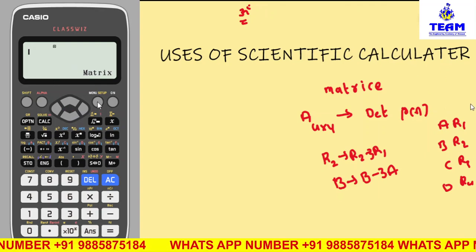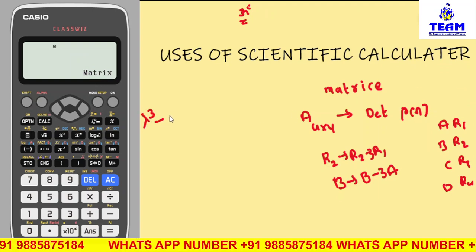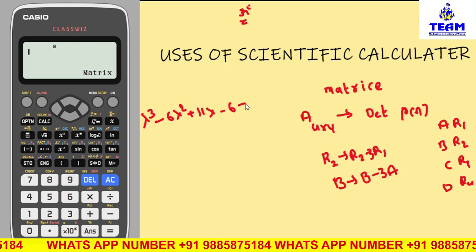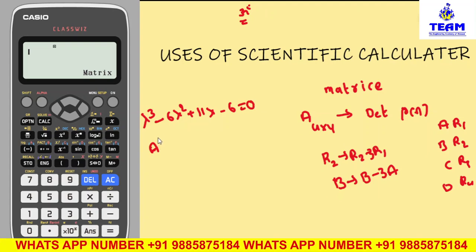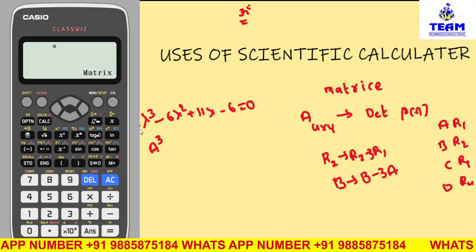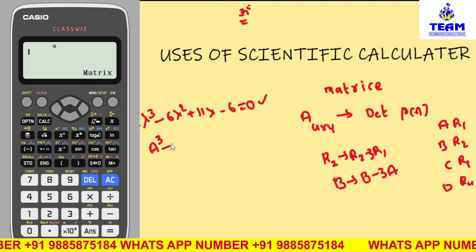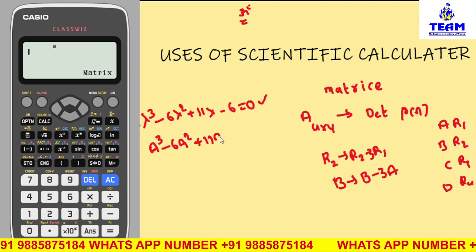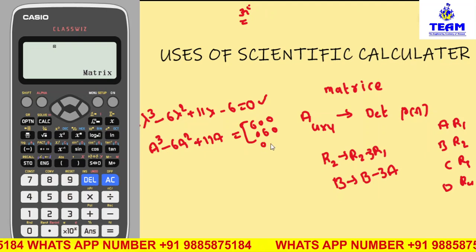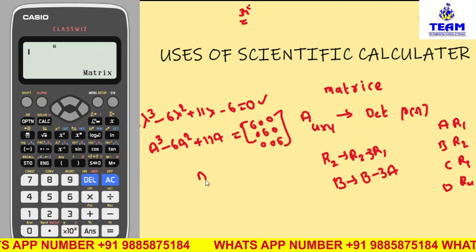Now next, friends, this is using a matrix. Suppose you have the Cayley-Hamilton theorem like lambda cube minus 6 lambda square plus 11 lambda minus 6 is equal to 0, then we replace this with capital A. It is a polynomial in terms of lambda, f of lambda, the characteristic equation, is equal to 0. So it will become a polynomial of A, that is A cube minus 6A square plus 11A minus 6I. If you do it, friends, you will get a matrix like this, 6 0 0, 0 6 0, 0 0 6. So you can verify Cayley-Hamilton theorem. Not only verify, you can find out the A inverse also.